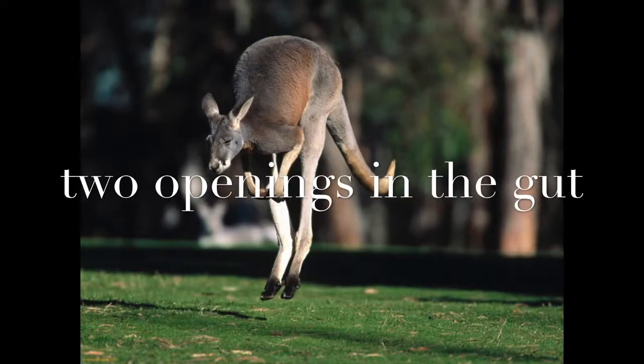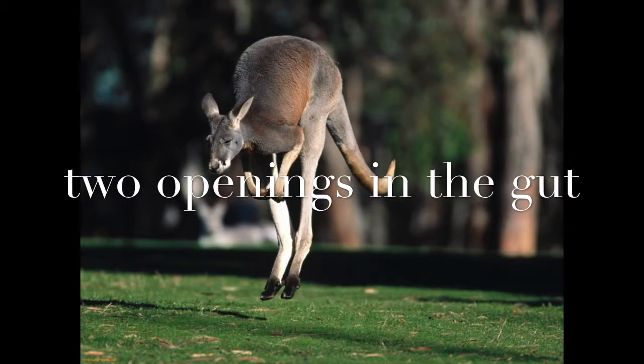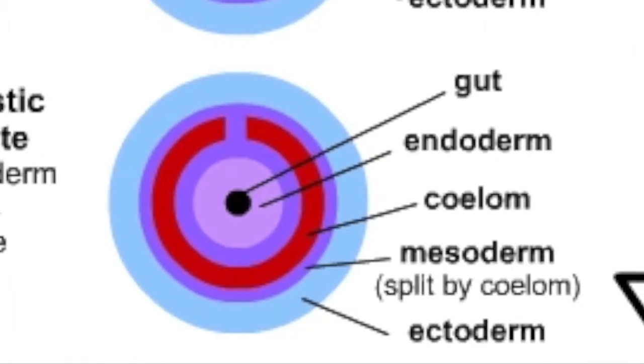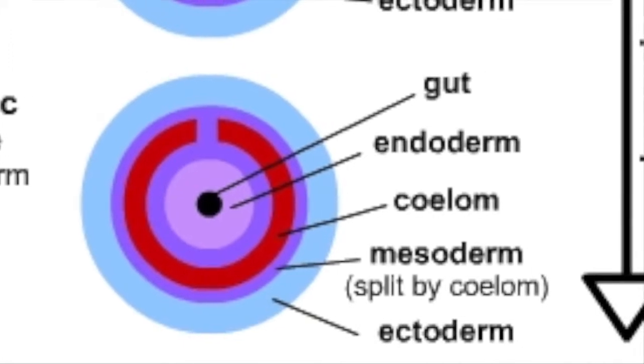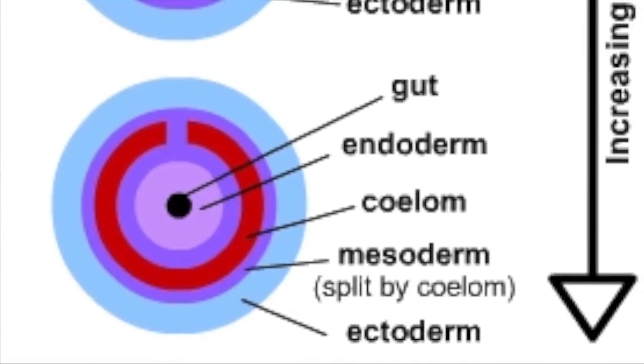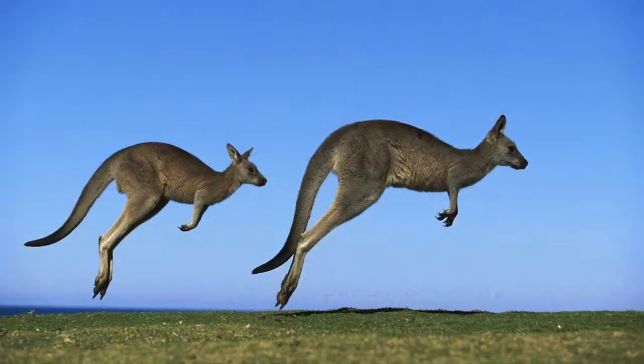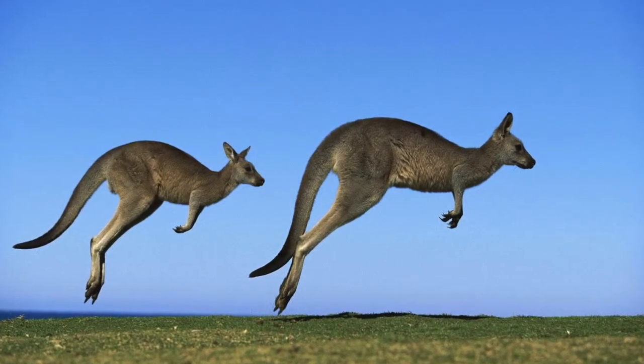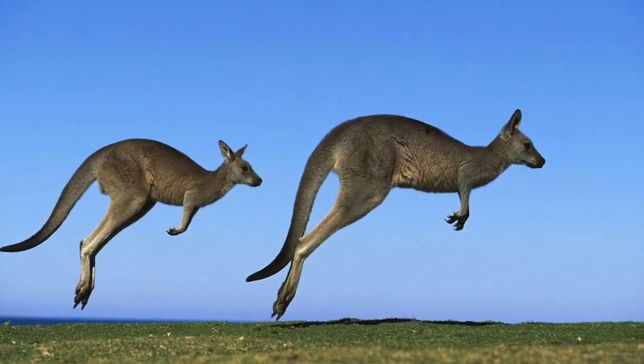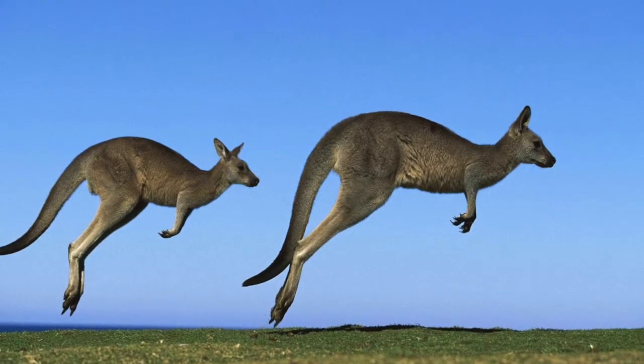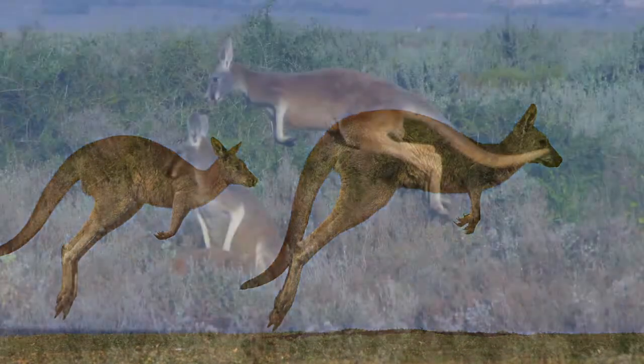The kangaroo has a through gut, which means that a mouth for ingesting food and an anus for egesting waste are both present. The kangaroo has a coelom and blood systems, which allow the animal to develop organs and limbs. The development of limbs is a huge help to the kangaroo, as it aids movement. The coelom divides the mesoderm in half.